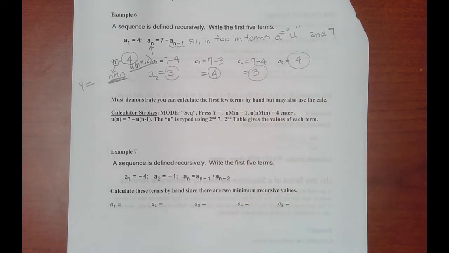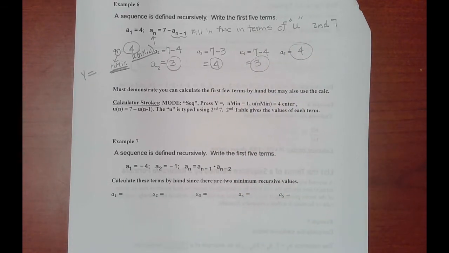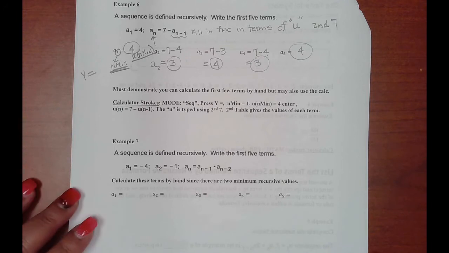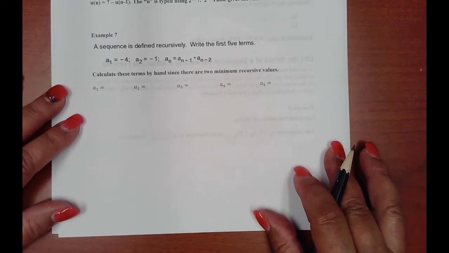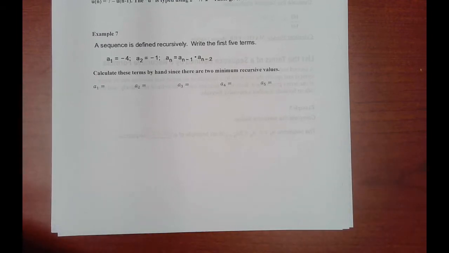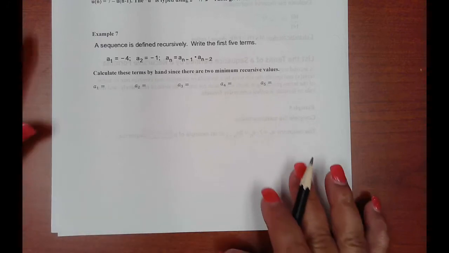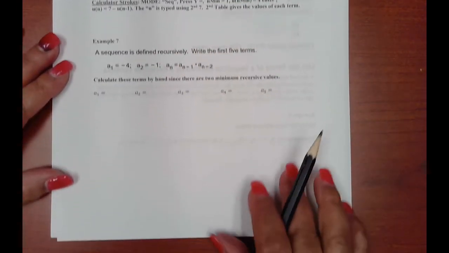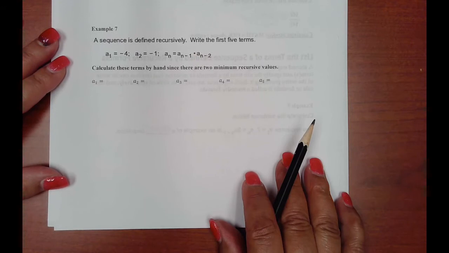Okay, so those are the first 5 terms, a little bit tricky to put into the calculator. I would just do the recursive ones by hand because it's kind of a pain to go and grab that U variable. And if they give you too many starter terms, then it becomes a real mess. So if they do give us more than one starter term, we're going to do it by hand. But a single one, you can press it in like that. Calculate these terms by hand since there are 2 minimum recursive values, just reminding you of that.